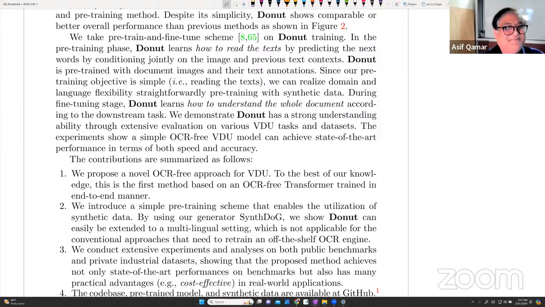In this case, when they say OCR-free, but still for bounding the text, they're using OCR? No, they're not using OCR. There is no OCR. Think about it. Look at the architecture that I gave you.